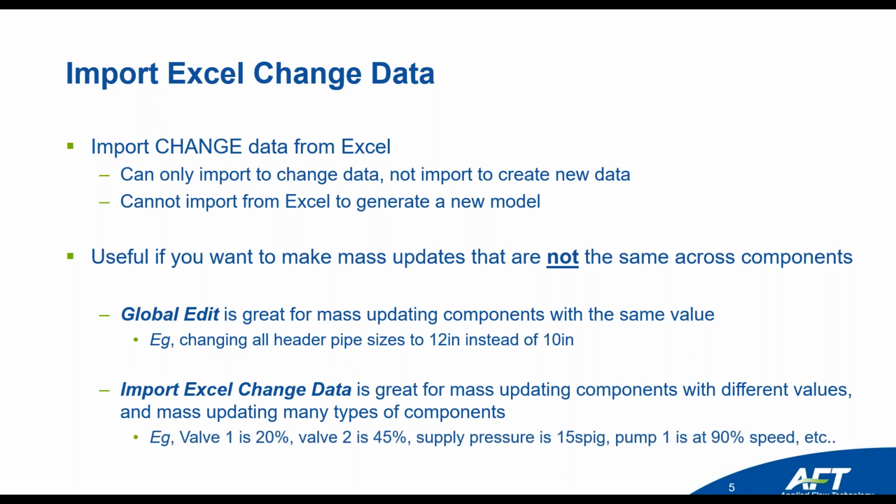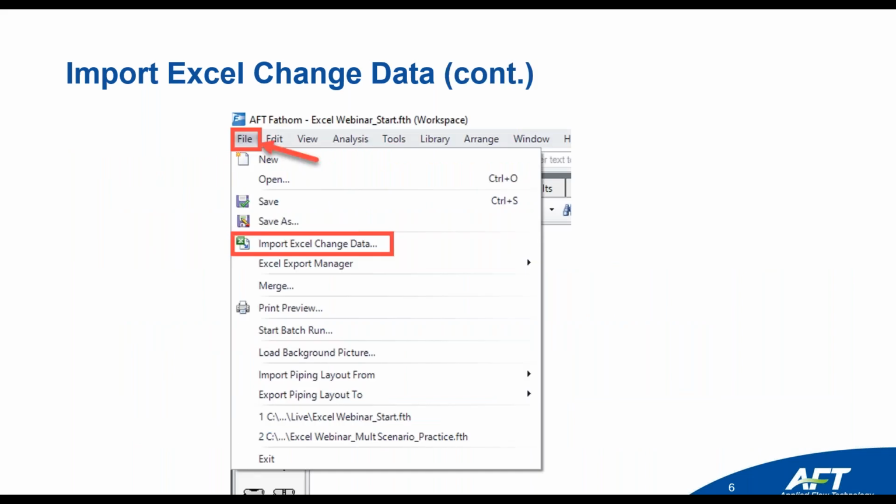An example is, well, this valve is 20% open. This valve is 45% open. My supply pressure is actually 15 PSI. Oh, little typo, not SPIG, but PSIG. Yeah, God-given units. And then pump one, right? So you can do all of this at once with a spreadsheet, but it takes a little bit of an investment, and we'll show you that. But it's an investment that pays off.